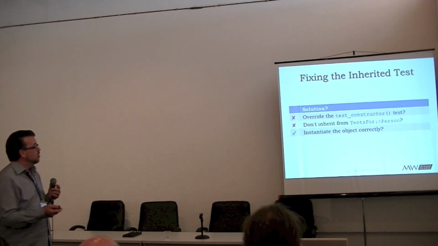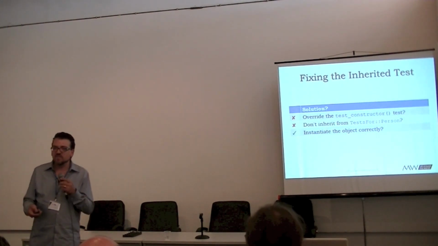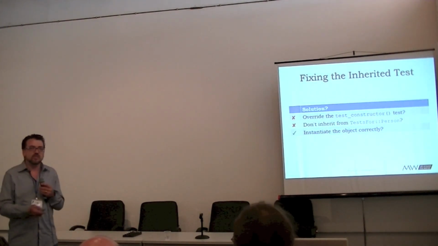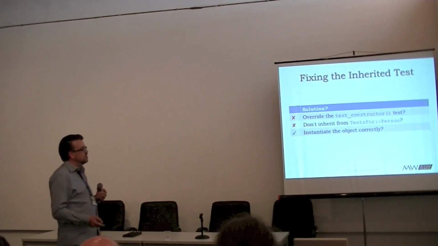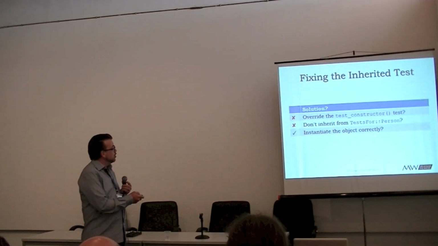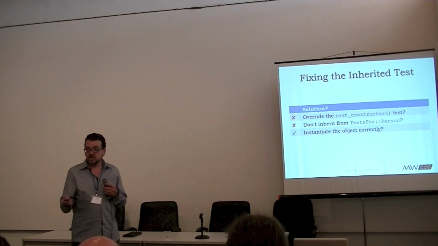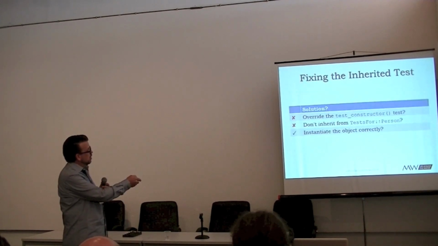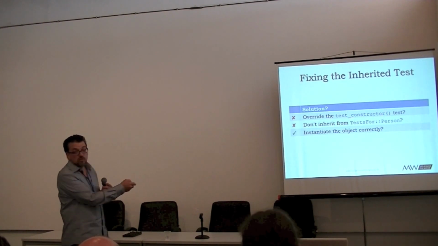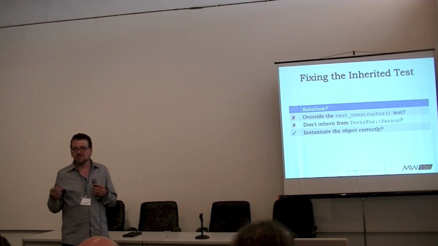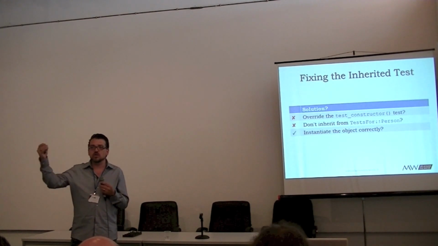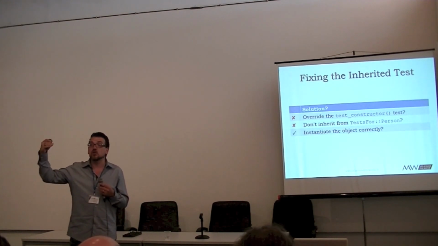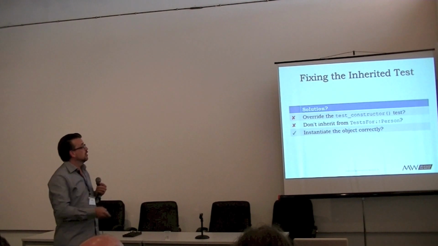So we have several strategies for trying to figure out how to fix the inherited test problem. Again, this is what breaks everyone's test classes all over the place. You could override the test constructor test that we had. So note, this is called test constructor. You could override that if you wanted to, but that's not really good because you want to inherit those tests. You want your code to assert that the parent tests are going to behave the same for the subclass.